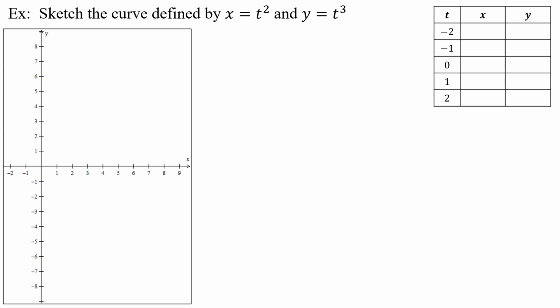Okay, let's do another curve. Sketch the curve defined by x equals t squared and y equals t cubed. Again, I'm going to plot just a couple fewer points here, but the process is the same. I would want to plug in negative 2, negative 1, 0, 1, and 2 into both of them. So if I plug negative 2 into x, I'll get negative 2 squared, which is 4.